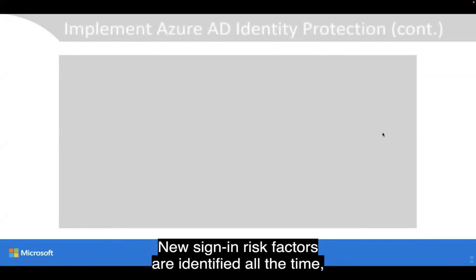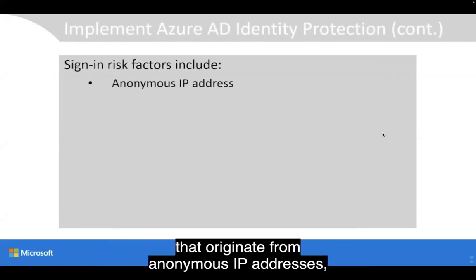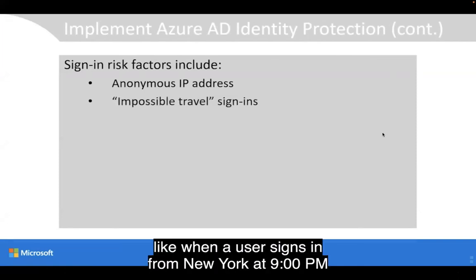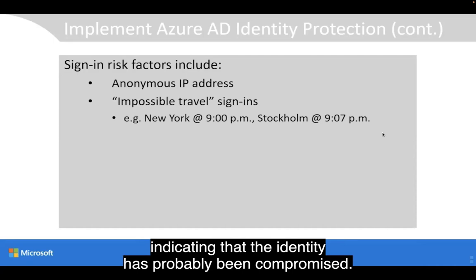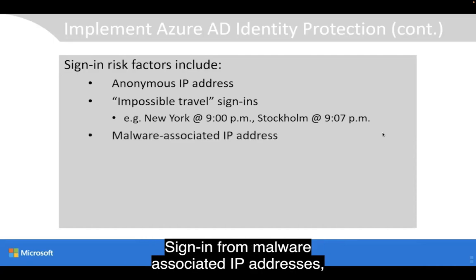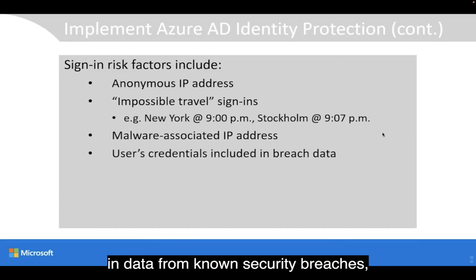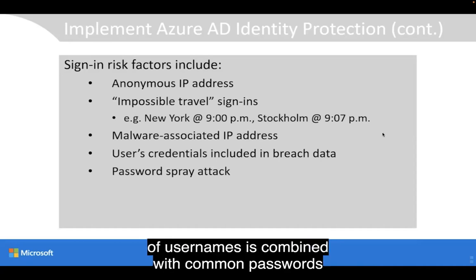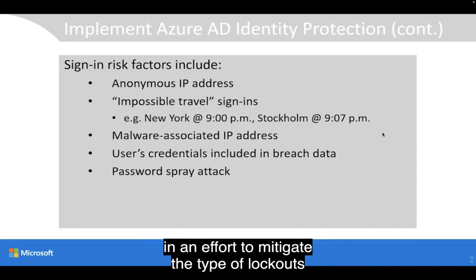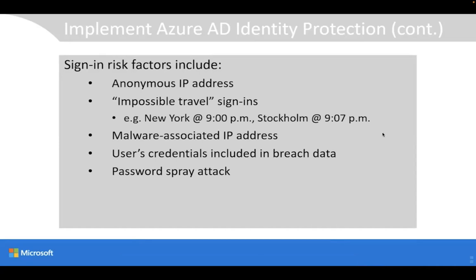New sign-in risk factors are identified all the time, but some common ones include sign-ins that originate from anonymous IP addresses, impossible travel sign-ins, like when a user signs in from New York at 9 p.m. and then the same user signs in from Stockholm at 9:07 p.m., indicating that the identity has probably been compromised, sign-ins from malware-associated IP addresses, sign-ins using credentials that have been observed in data from known security breaches, and password spray attacks, which are a type of brute force attack where a compromised list of usernames is combined with common passwords in an effort to mitigate the type of lockouts that occur when an attempt is made at brute forcing the password for a single account.